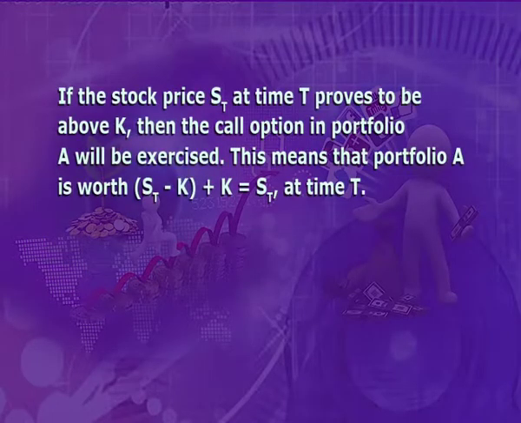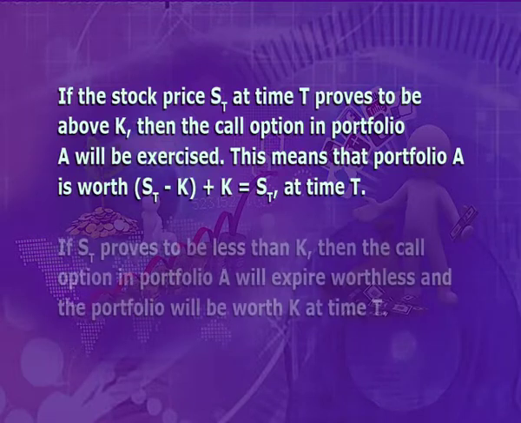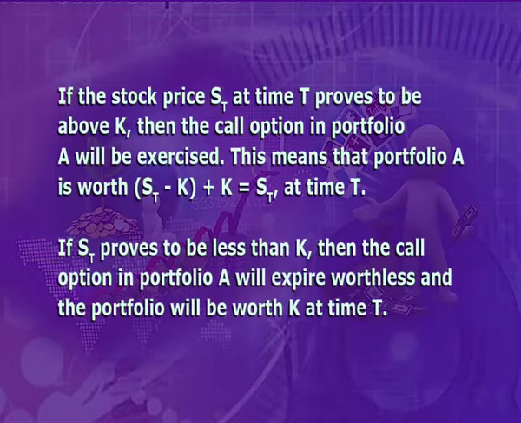If the stock price ST at time T proves to be above K, then the call option in portfolio A will be exercised. This means that portfolio A is worth (ST minus K) plus K, which is equal to ST at time T. If ST proves to be less than K, then the call option in portfolio A will expire worthless and the portfolio will be worth K at time T.